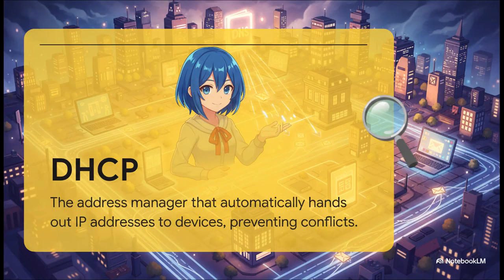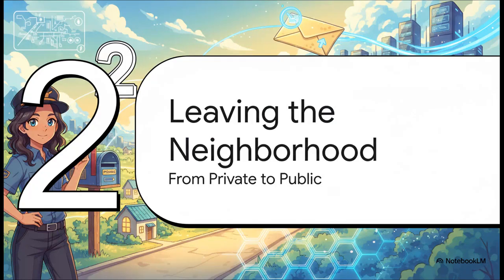So who's in charge of handing out all these private house numbers? Well, that's the job of a little thing called DHCP, the address manager that's built right into your router. When your phone joins the Wi-Fi, it basically says, "Hey, I'm here," and DHCP just hands it a unique address from its list. And the best part? It's all automatic. It's the reason you don't have to manually configure every single new device you bring home. It just works.